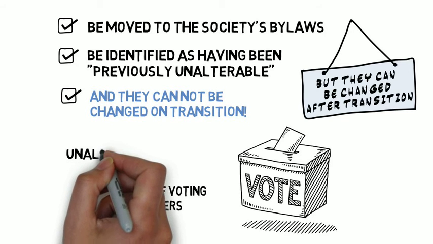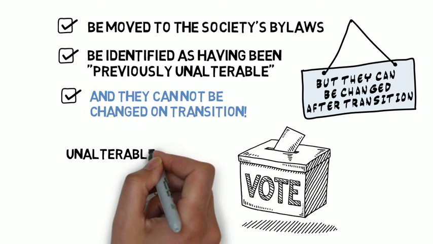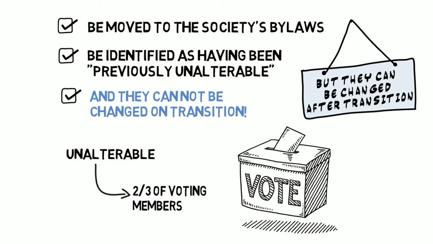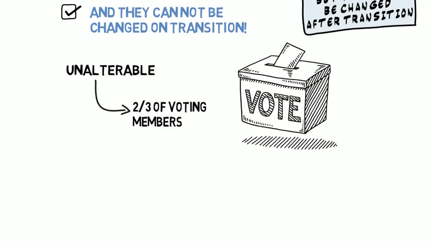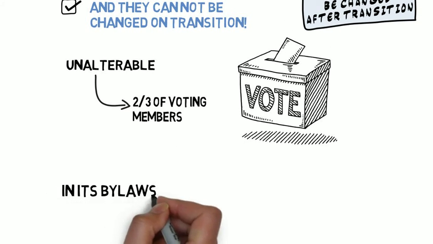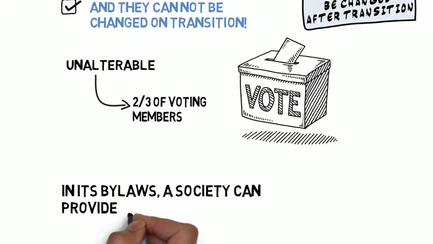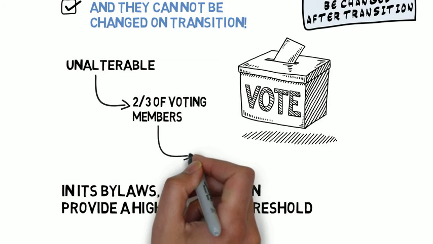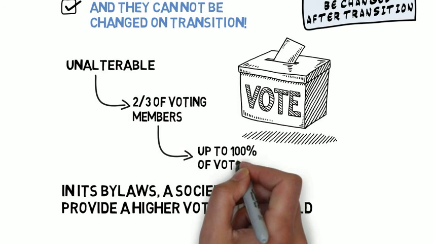The result is that after transition, for many societies, a previously unalterable provision could be changed by 2/3 of those voting. The new Act offers flexibility to offset this result. In its bylaws, a society can provide a higher voting threshold of up to 100% of voting members. The higher threshold can be set for specific special resolutions.